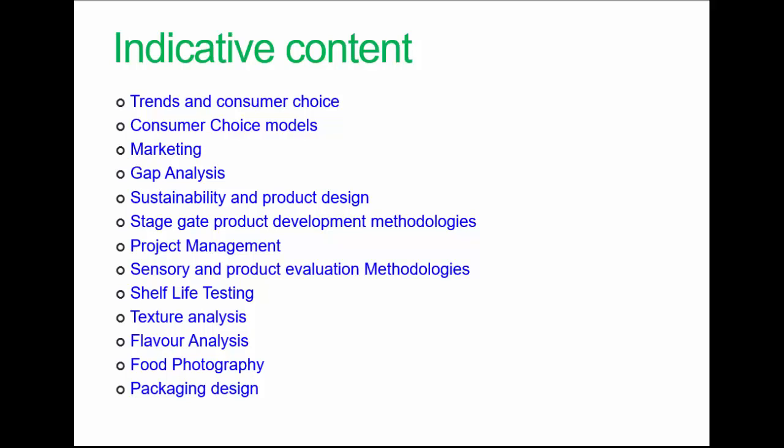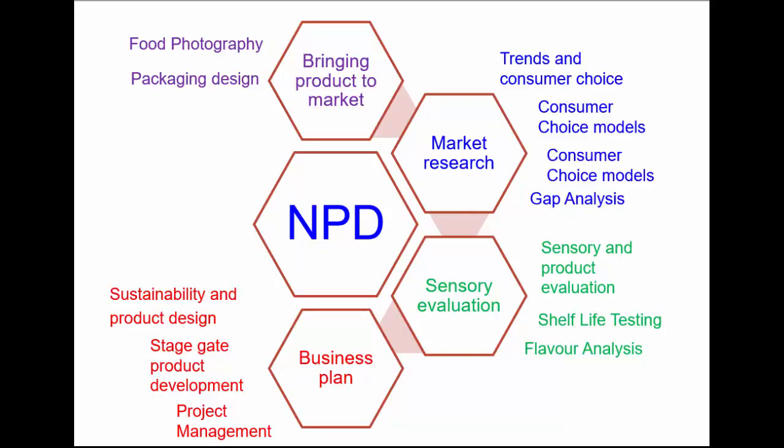Okay, so there's the indicative content. I'm not going to read through it. It's the potential topics covered in the module. We'll cover most of them, maybe not all, but we'll certainly cover the vast majority of them. You can see them broken down into high-level categories and colour-coded. There's some overlap, but it's a good way of thinking about organising your understanding, a theme which we're going to come back to a lot in this module. So for example, in the green, sensory evaluation, we have sensory and product evaluation. It also includes things like shelf life testing and also flavour analysis.